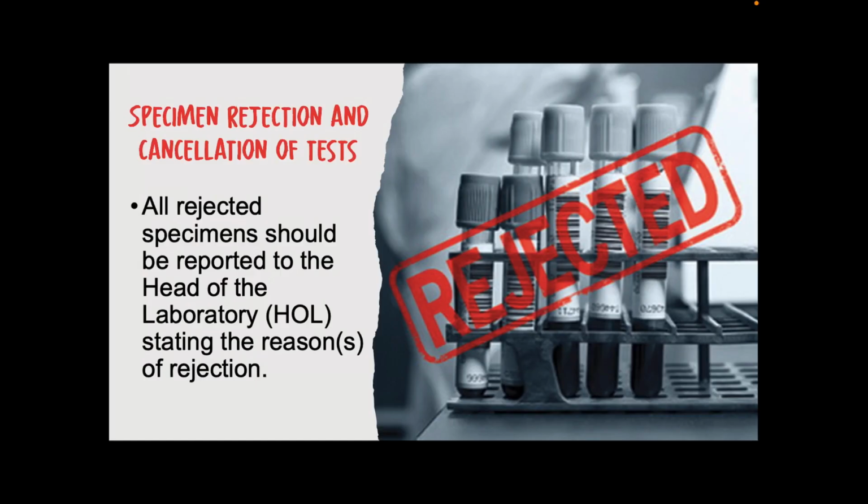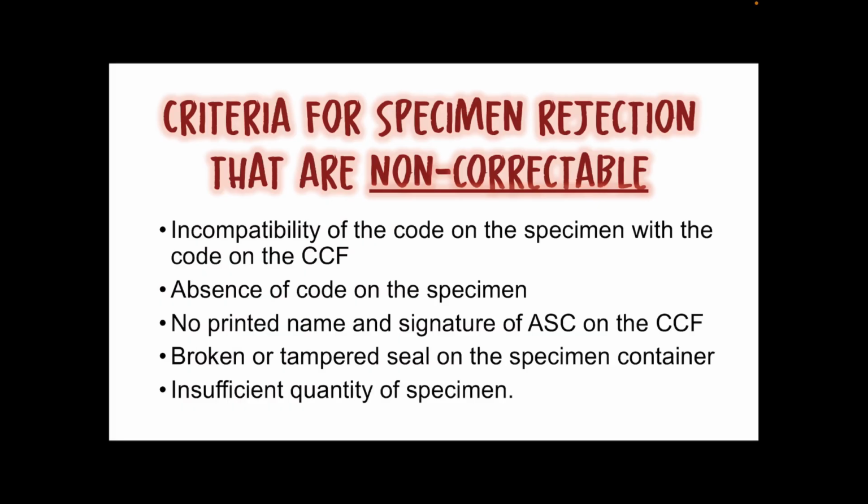Now let us have the reasons for specimen rejection and cancellation of test. So all rejected specimens should be reported to the head of the laboratory stating the reason or reasons of rejection. So these are the criteria for specimen rejection that are non-correctable. So incompatibility of the code on the specimen with the code of the CCF. So I have emphasized this earlier that if you are an authorized specimen collector, you have to make sure that the code on the specimen bottle matches with the code on the CCF.